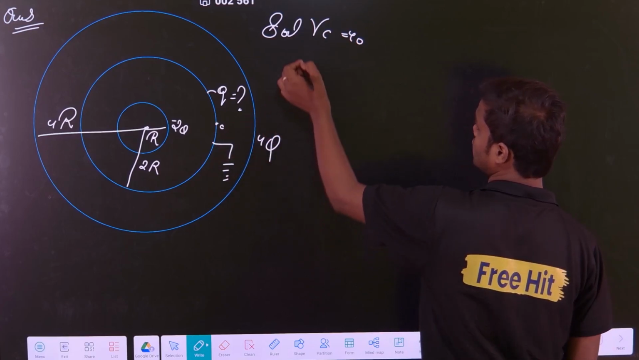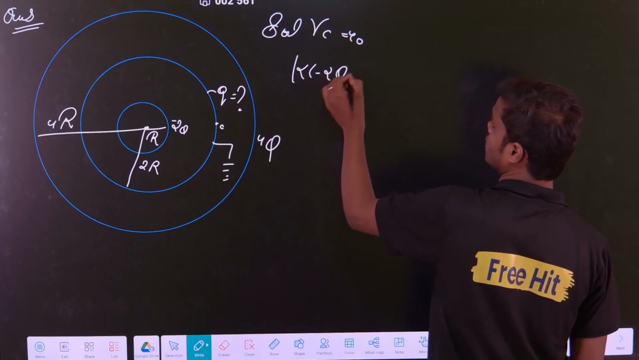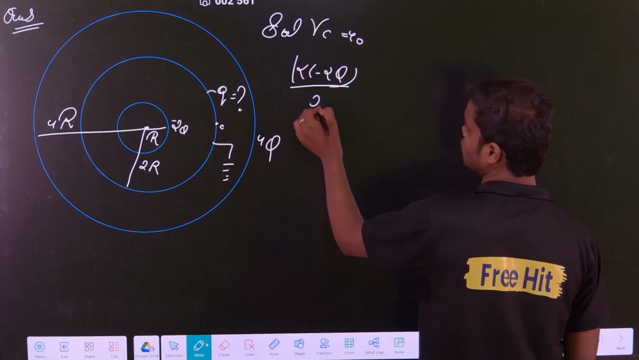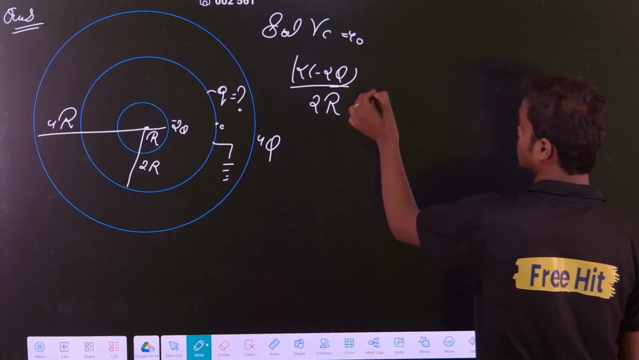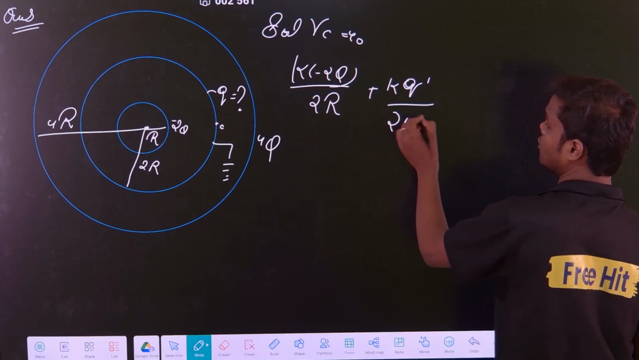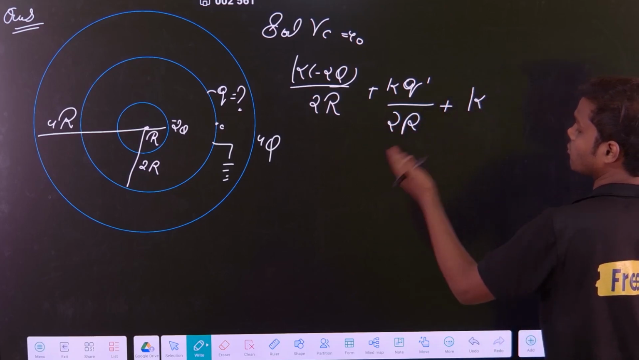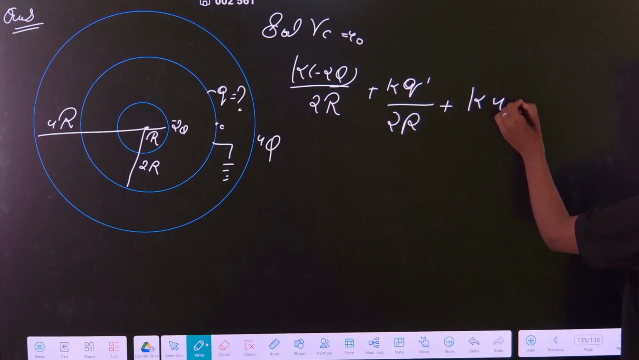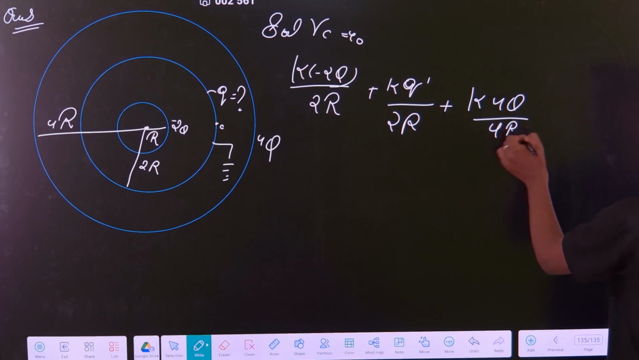As minus q is an outside point, so k minus 2q divided by what is the distance? That distance is 2r. I hope it is clear. Then k q dash. What is the distance? The distance is again 2r. Correct. Then we have a 4q. It is an internal point, so k 4q by how much? 4r. That should be equal to 0.